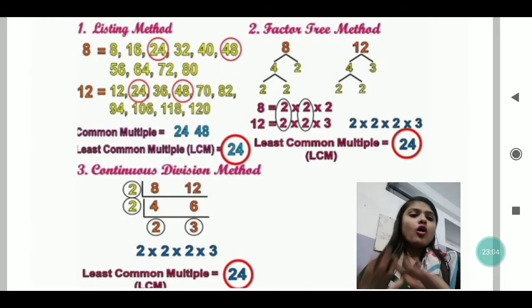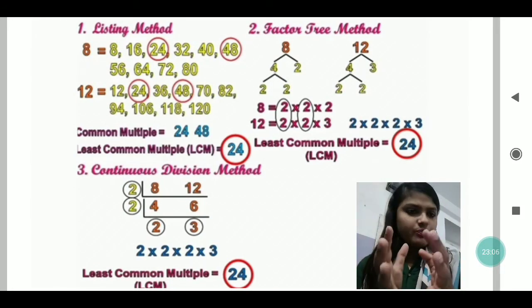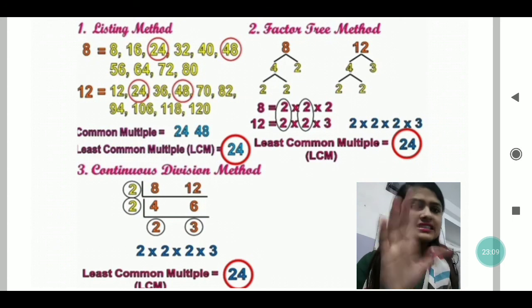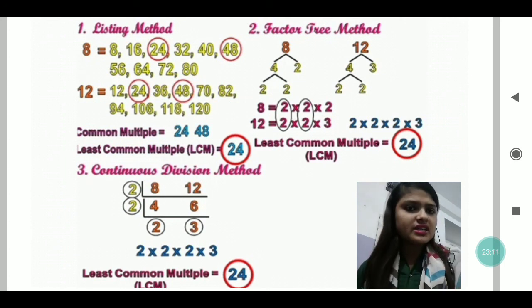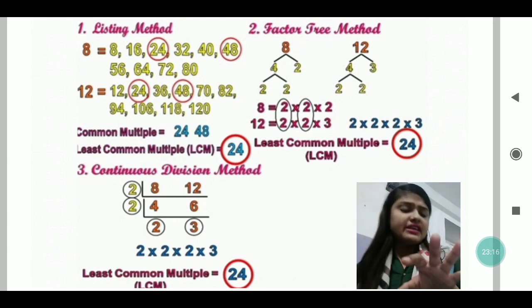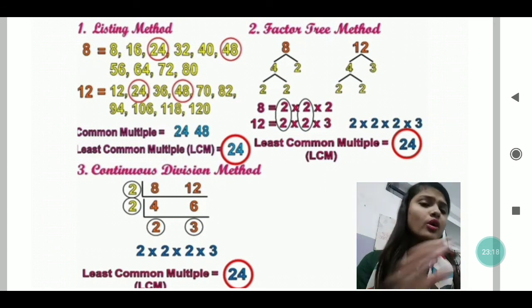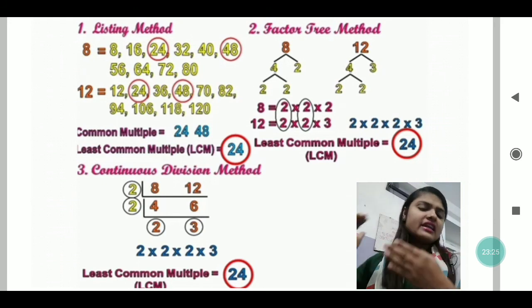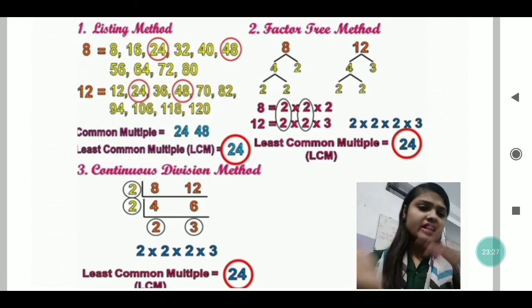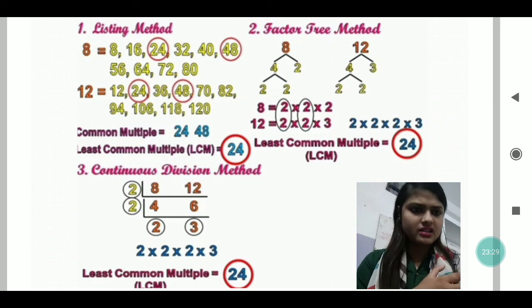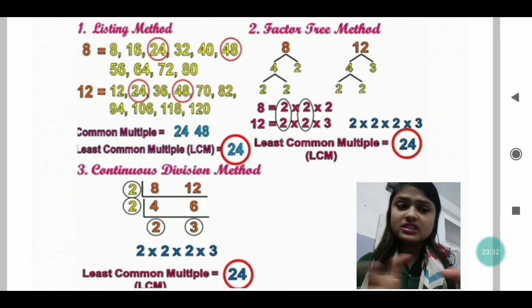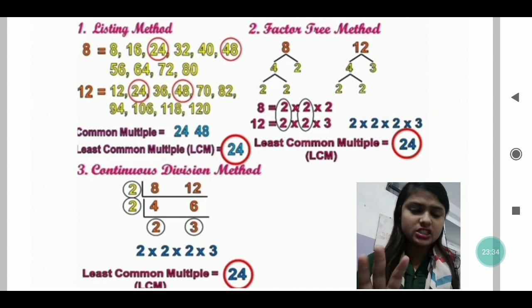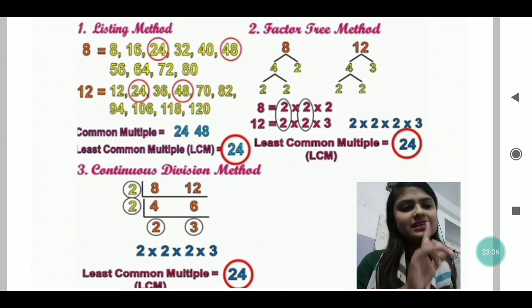Now you can see I have put all of them together in one place so that you can see it nicely. The listing method is there, the factor tree method is there, and the continuous division method is there. By doing any one of the three you get the same answer. It is not that the answer differs between methods. It is not possible. In all three cases, you will get the same answer.